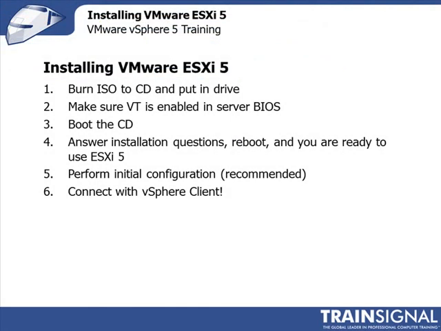Here are the 6 steps that you'll follow to install ESXi server onto a physical host. Of course, like I said, number 1 is you'll burn that ISO image to a CD and you'll put it in the CD drive of your physical server. You'll want to make sure that VT is enabled in the server BIOS before you start the installation.